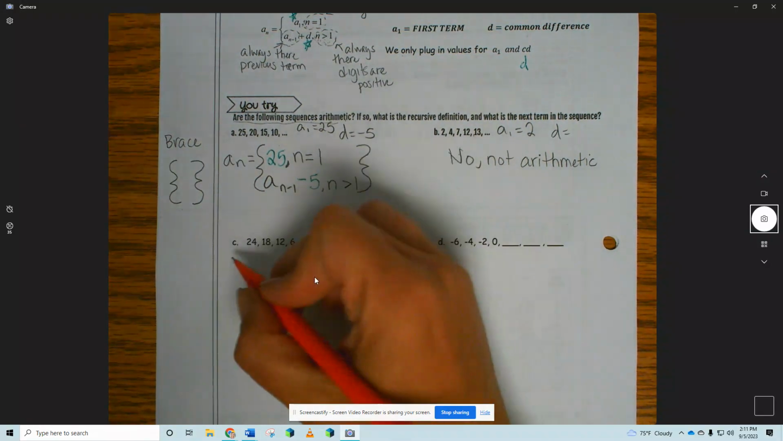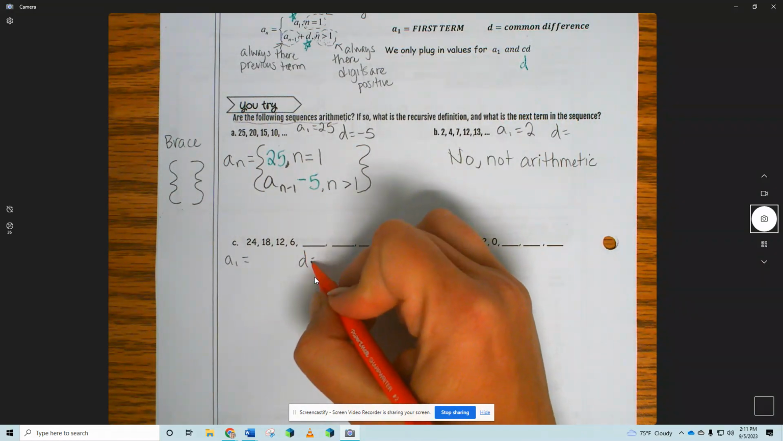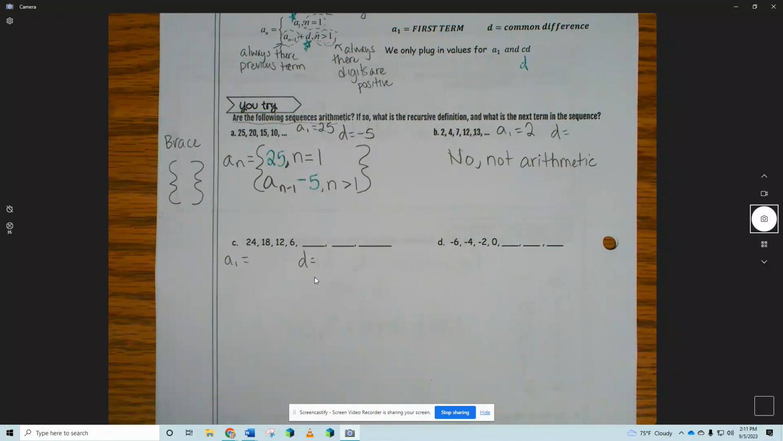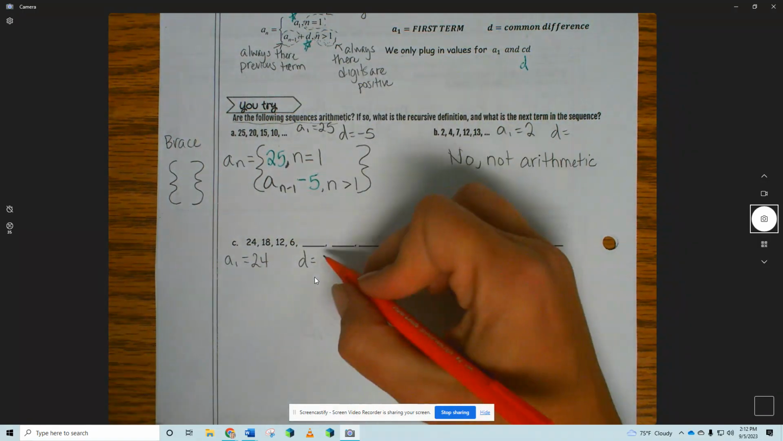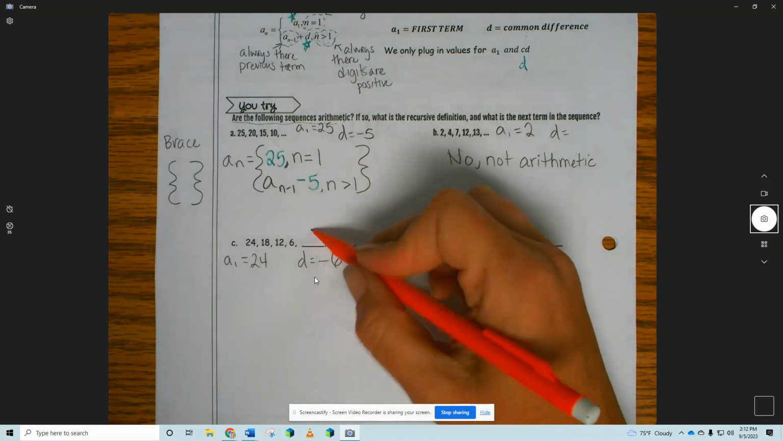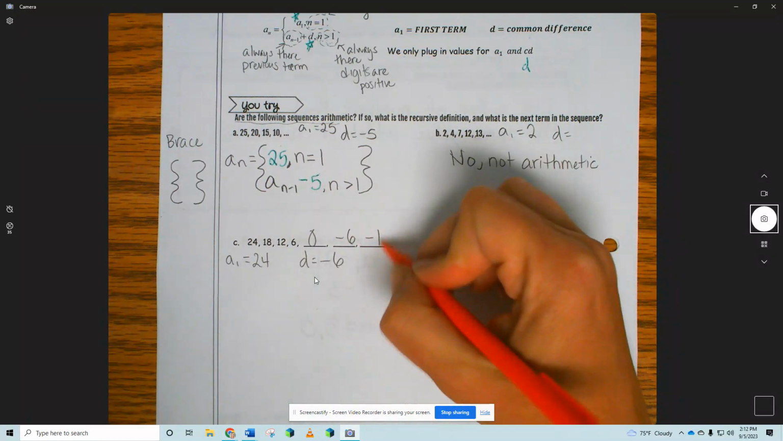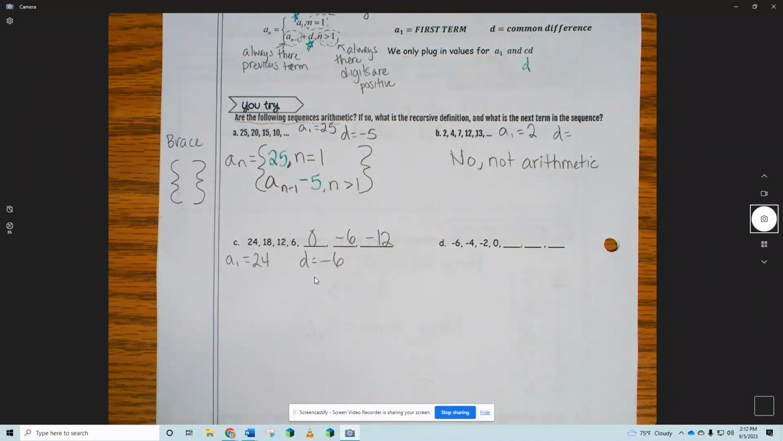Let's first identify what's my A sub 1 first term, right? And common difference. Okay. First term is obviously 24, right? What is this list changing by? Minus 6. Good. Finish the list out. 24, 18, 12, 6. What? 0. Then what? -6. Then what? -12. Good.